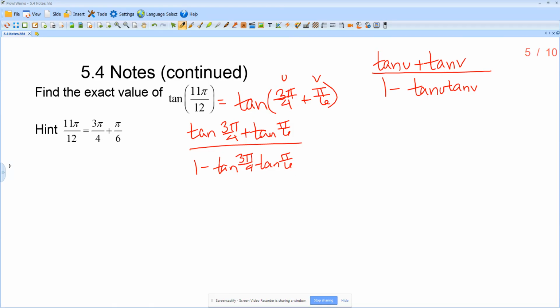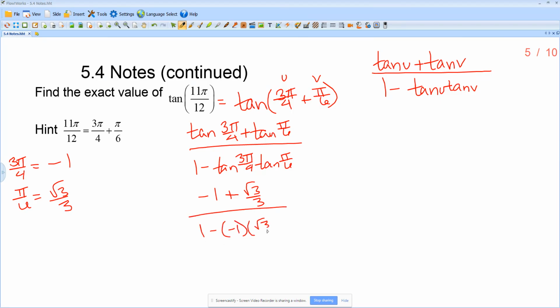For our tangents, if we're talking about 3 pi 4ths, our tangent there is going to be -1. And if we're talking about pi 6, our tangent there is root 3 over 3. So this becomes -1 plus root 3 over 3 over 1 minus -1 times root 3 over 3, which becomes negative 1 plus root 3 over 3 over 1 plus root 3 over 3.